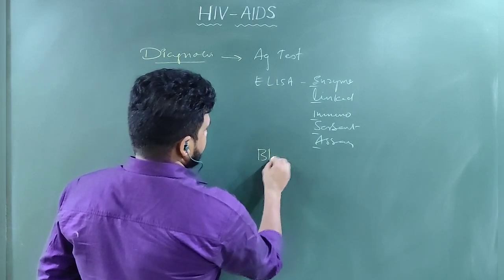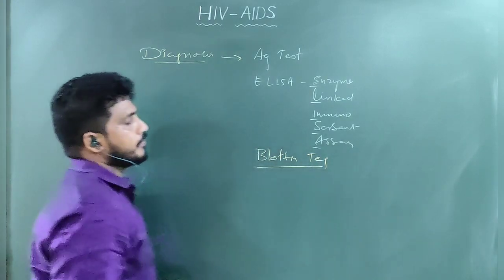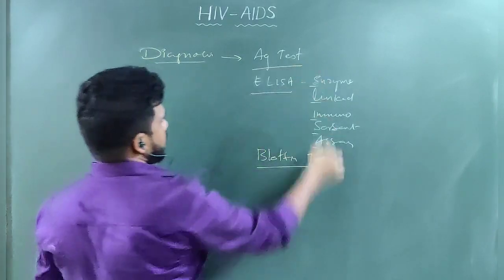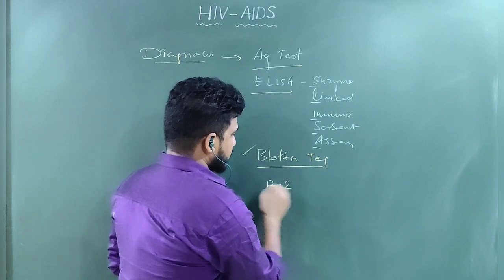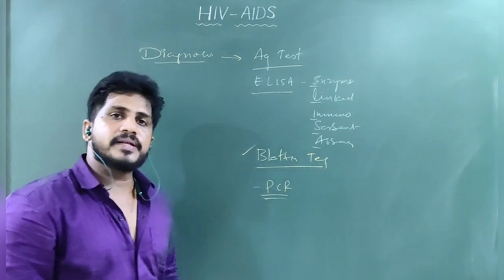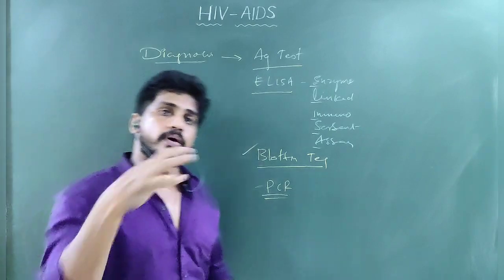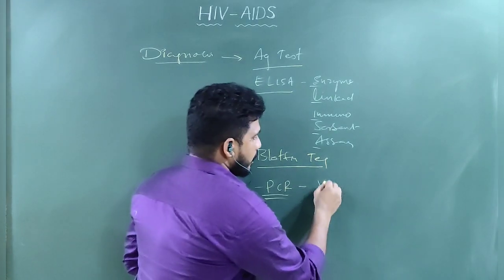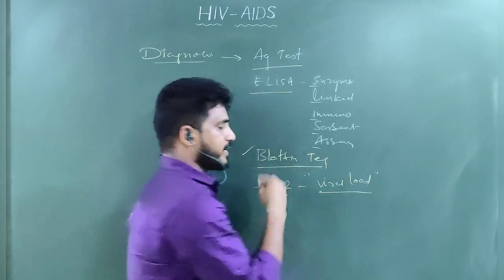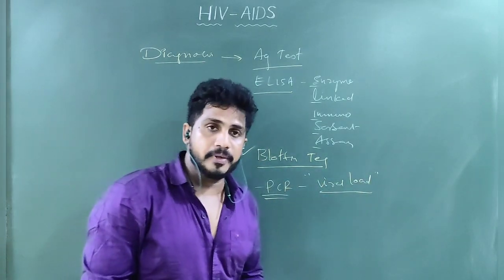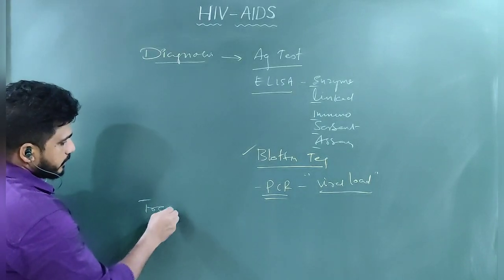The Southern blotting technique also helps, and the Western blotting technique to identify the viral load. So PCR, polymerase chain reaction, tells how much virus is present. Whether the virus is present or not, all these tests are okay. But to check how much virus is present, the viral load, PCR will be used. At the time of PCR, I said this, I hope you remembered. And once diagnosis has happened, what is the treatment?